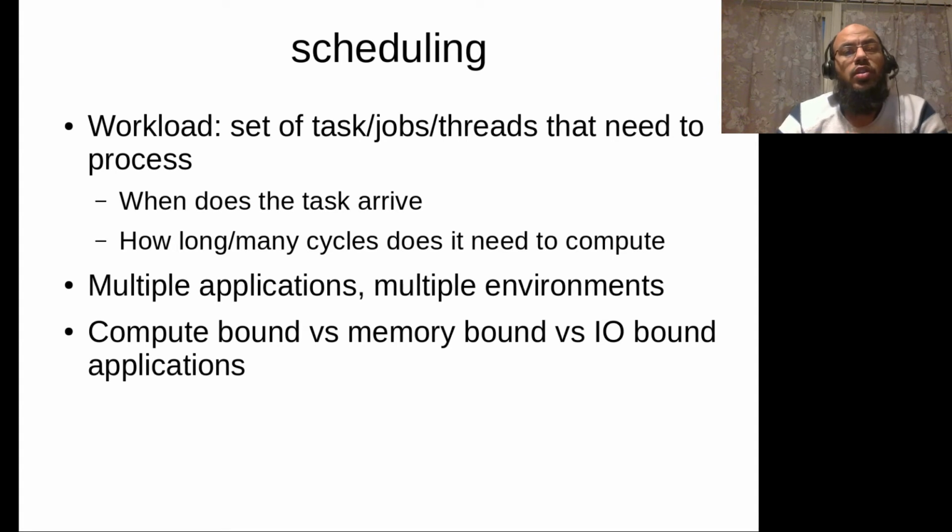There is also the notion of network bound software, but these can again fall within the I/O bound category. They are applications like BitTorrent, for example, that need to download a lot of things from the internet.